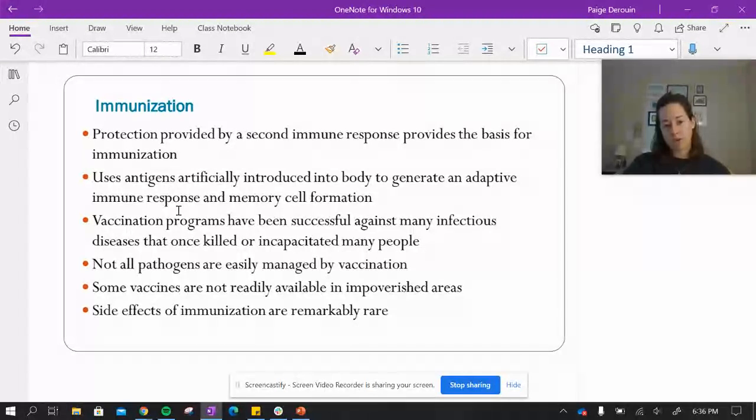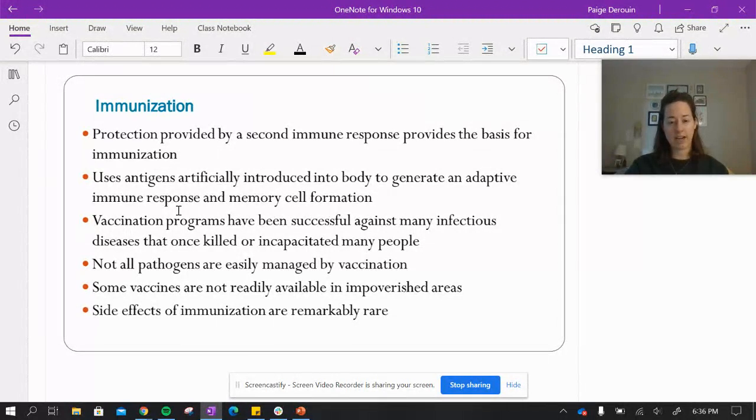Now, the unfortunate part is not every pathogen is easily managed by a vaccine because some pathogens mutate really, really quickly. The flu is an example of a virus that mutates pretty quickly, and we do have a vaccine for the flu that changes every year, which is why you have to keep getting a flu shot every year. But as you may have experienced, it's not always effective because there are so many strains of the flu every time.